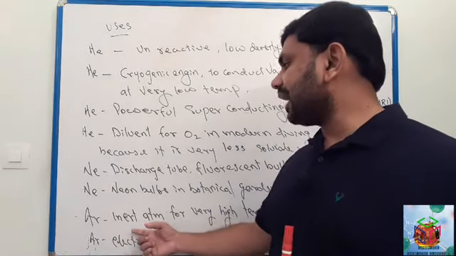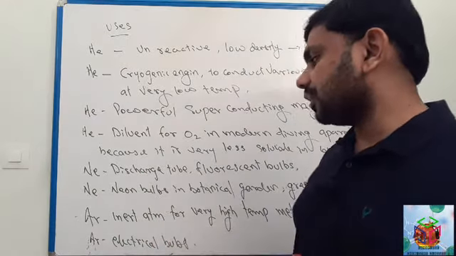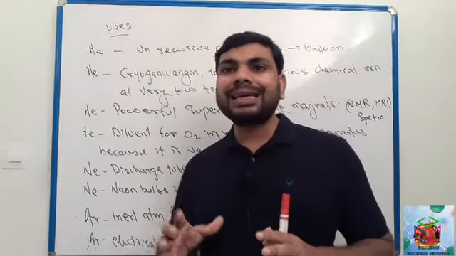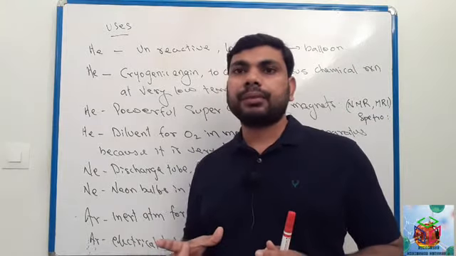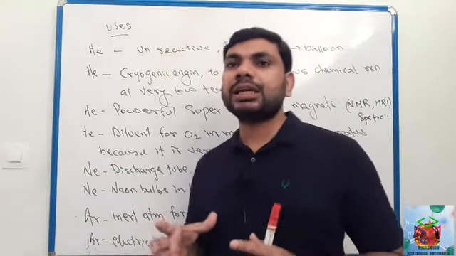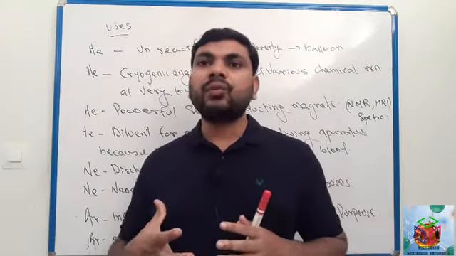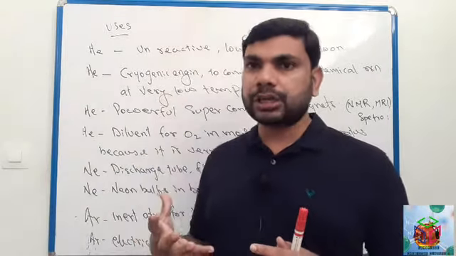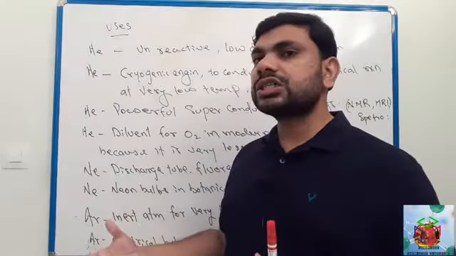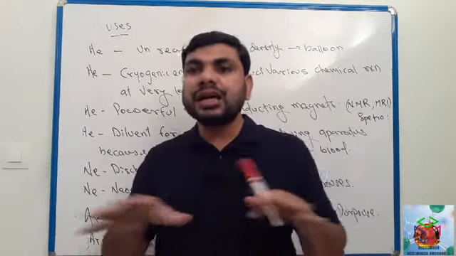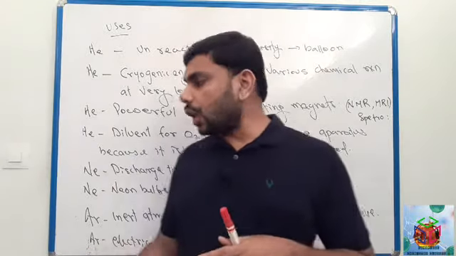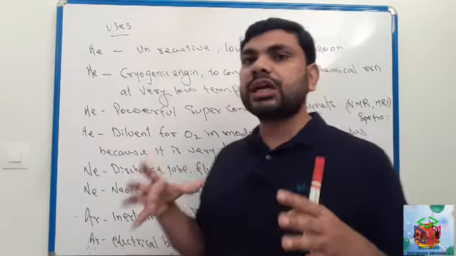Next we have to discuss argon. Argon is used to make an inert atmosphere, especially in metallurgical processes. In the extraction of metals, we have to use very high temperature. In such a situation, argon is used to make an inert atmosphere. Also argon is used to make electrical bulbs.